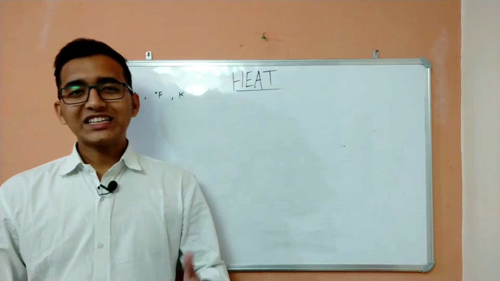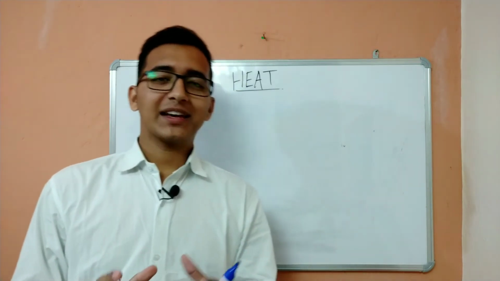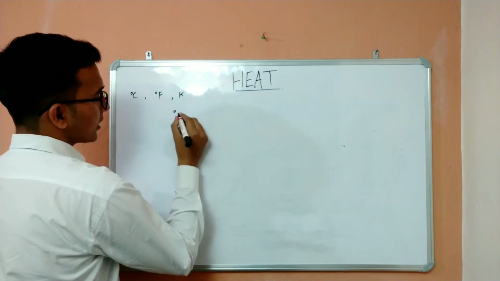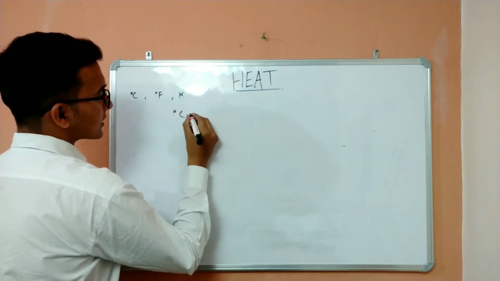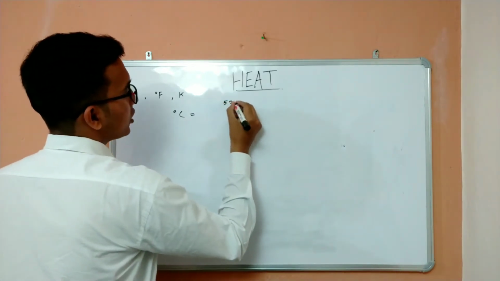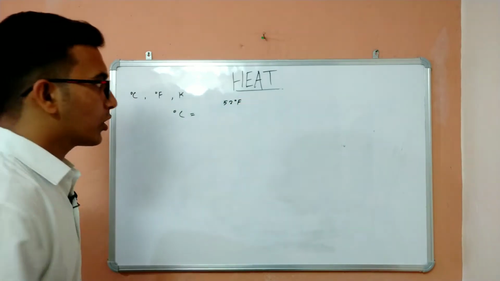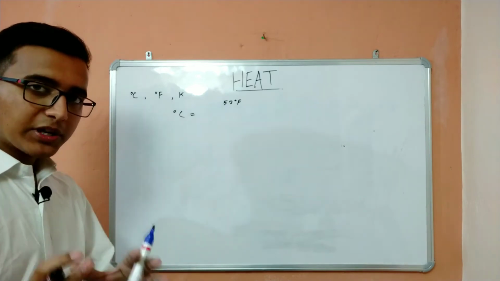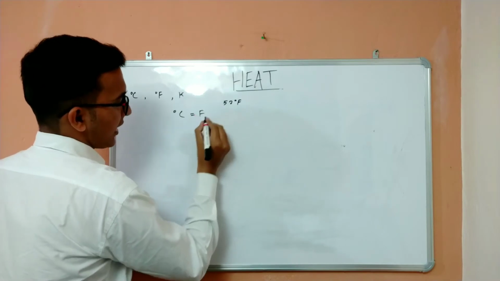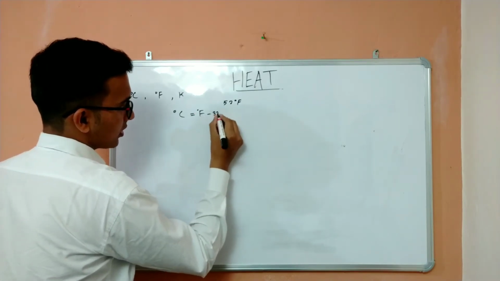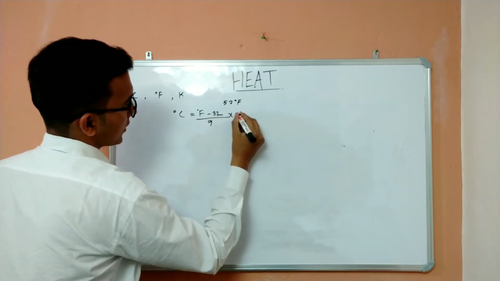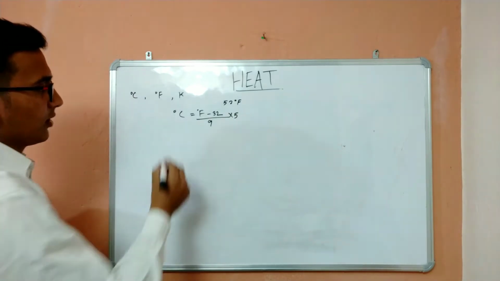So what are the differences between degree Celsius, degree Fahrenheit and degree Kelvin? The basic difference is very simple. There is a formula you can use. If you are given a temperature in Fahrenheit, suppose 52 degree Fahrenheit, and you are told to convert it into degree Celsius, the simplest thing you can do is use this formula: (Fahrenheit minus 32) by 9 into 5. This is the formula.